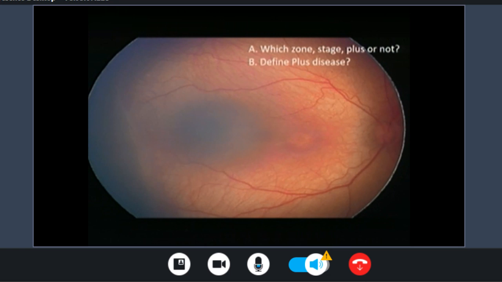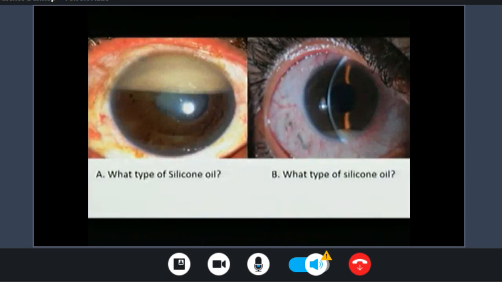Okay, question number two. So this is A, what type of silicone oil? And this is B, what is the type of silicone oil here?